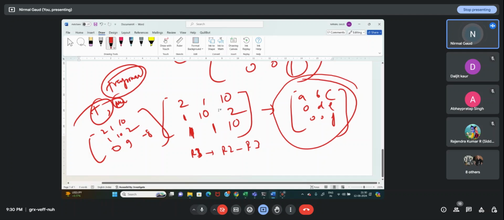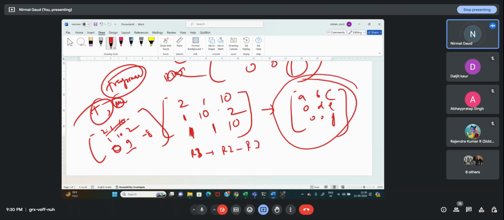Now, the next step is to make this 9 a 0. How can you do this? Multiply row 1 with 9 and subtract row 3. But again, there will be an issue. If you do this, you will be in trouble, because this is already 0. If you subtract from this, the 0 will be reconverted into some number. I don't want this, so this operation fails.